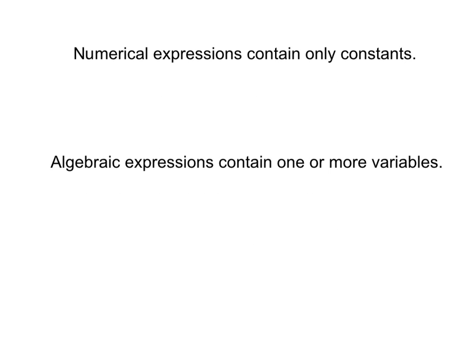Now, there are different kinds of expressions. Expressions are simply math sentences. Numerical expressions are math sentences that contain only constants. So, for instance, 10 plus 5 times 3. That's a numerical expression. There's nothing but constants there.